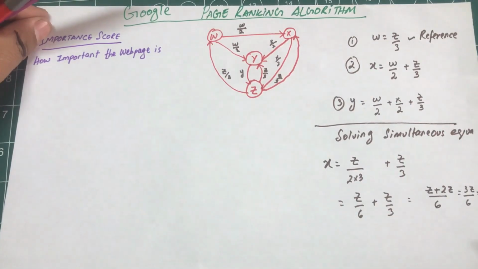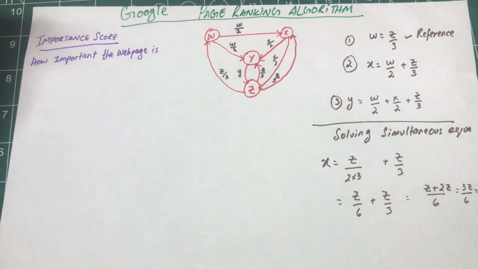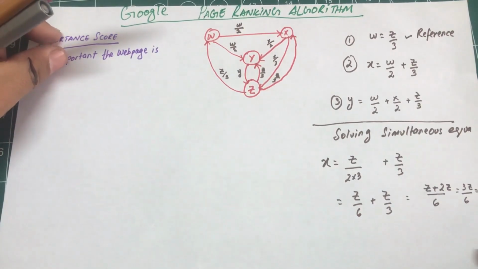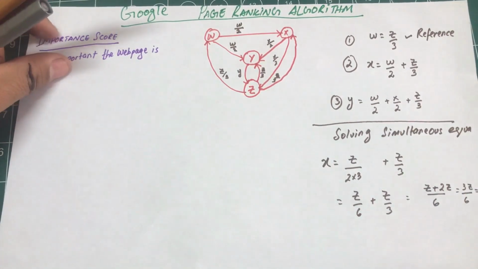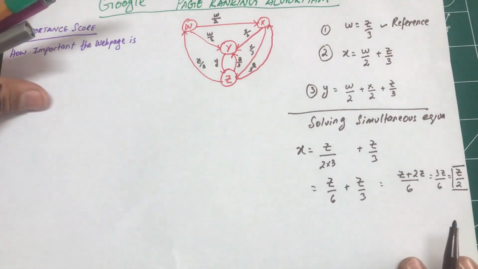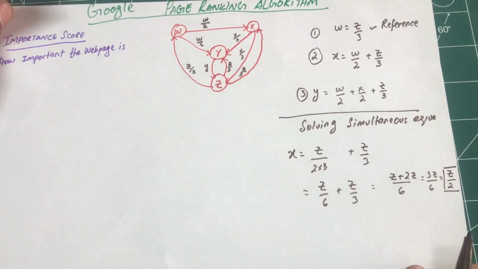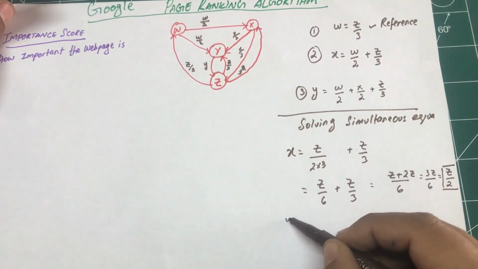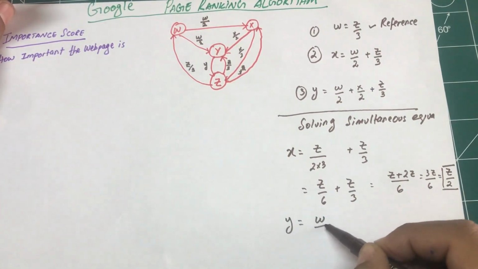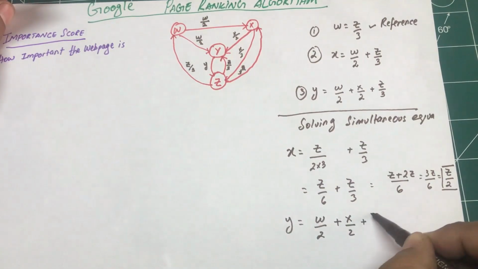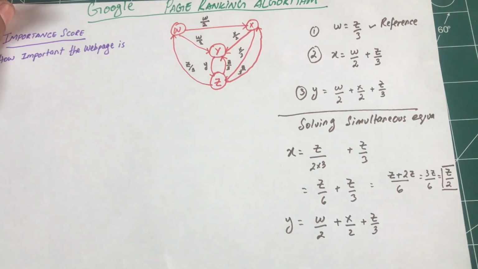All right. I'm solving all of these equations with respect to Z, and then at the end I can solve for Z. All right. So this is Z over 2. So let's solve this equation now. So let's solve the equation for Y. All right. So Y is W over 2 plus X over 2 plus Z over 3.